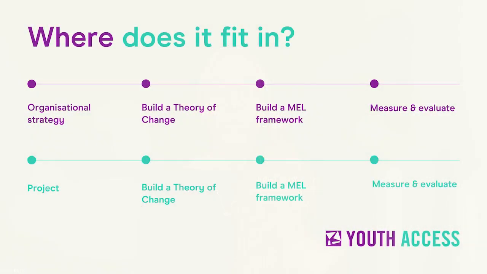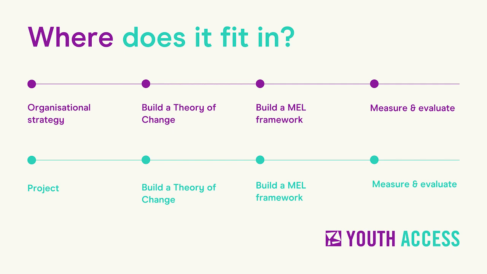So you'll either start with your organizational strategy, then you'll build a theory of change, and against the theory of change, you'll build a monitoring, evaluation, and learning framework to decide how to collect the data, what data to collect, and who is going to collect that data against the different outputs and the different outcomes within your organizational theory of change. And then you'll decide at what point you're going to collect that data.